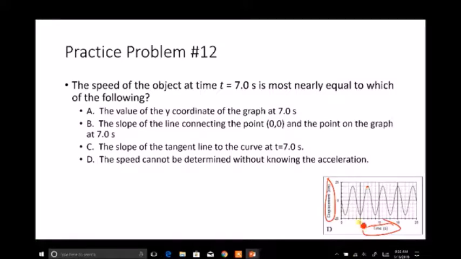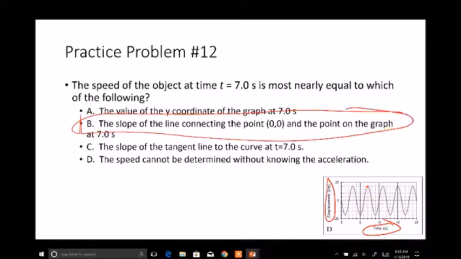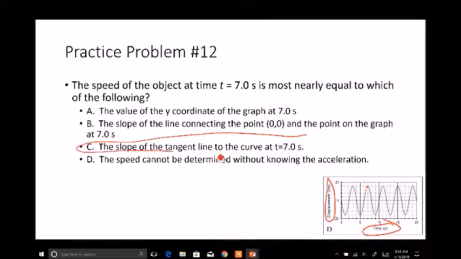So in this case, we're looking at essentially answer B is our correct answer here. Sorry, I picked the wrong choice there. Answer C, the slope of the tangent line to the curve at 7 seconds. If you want to know an instantaneous speed or velocity, and you have a displacement or distance versus time graph, you find the slope of the tangent line to the curve at that point.